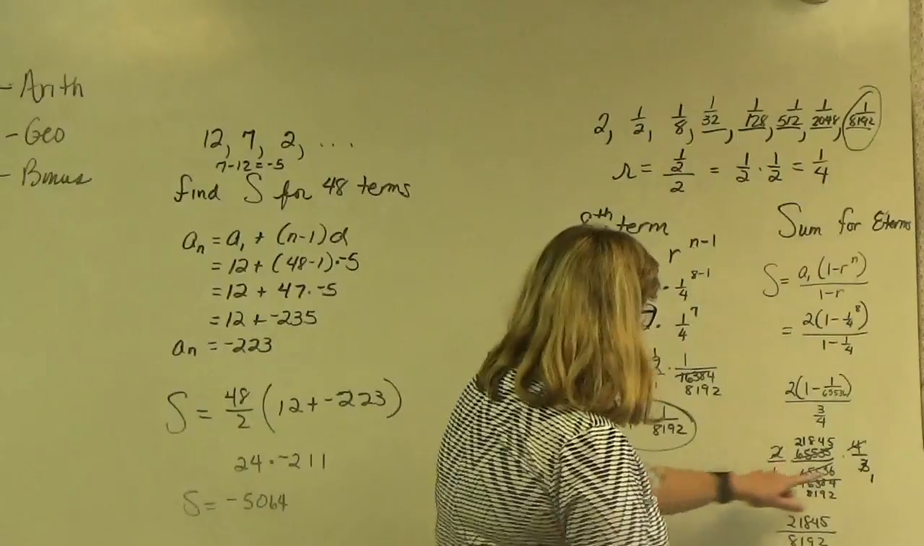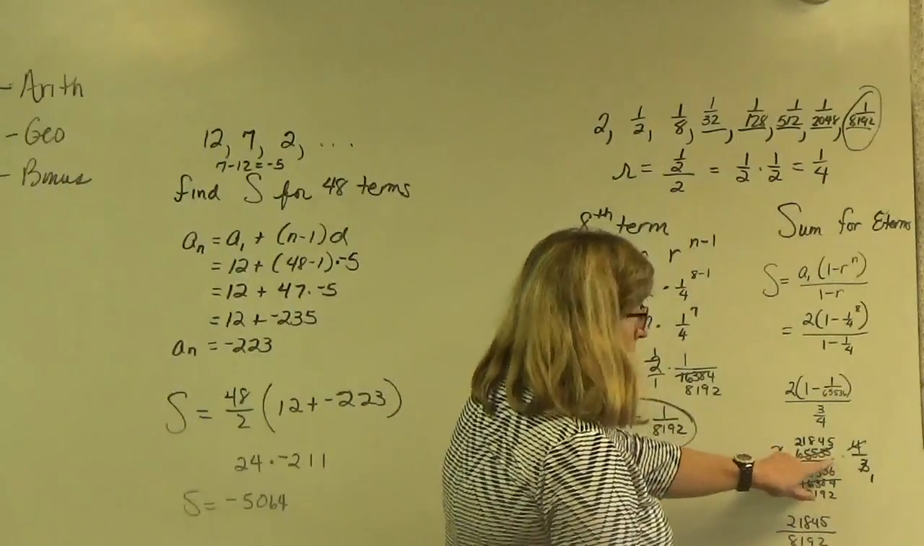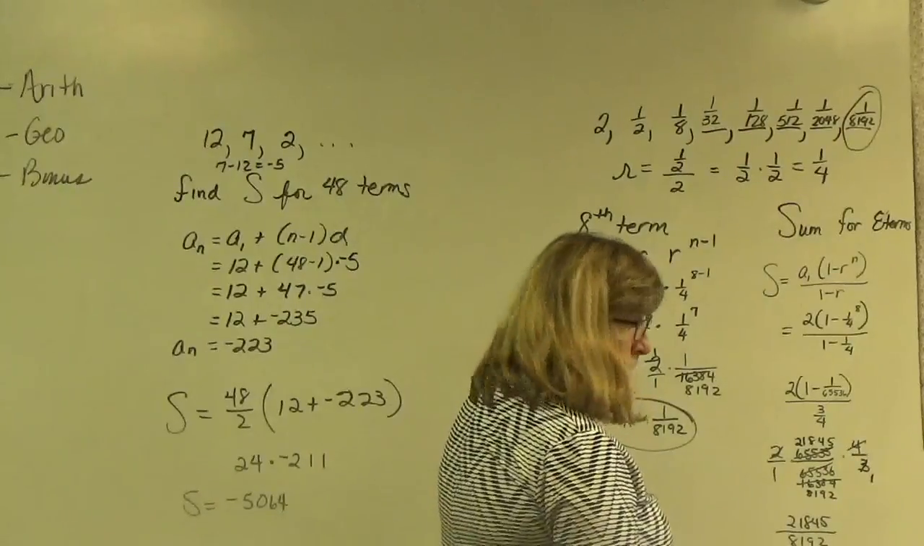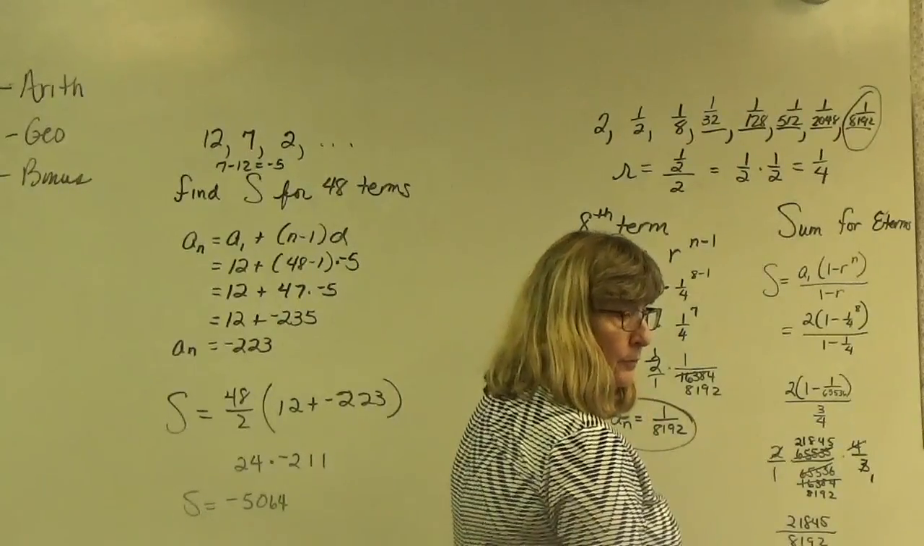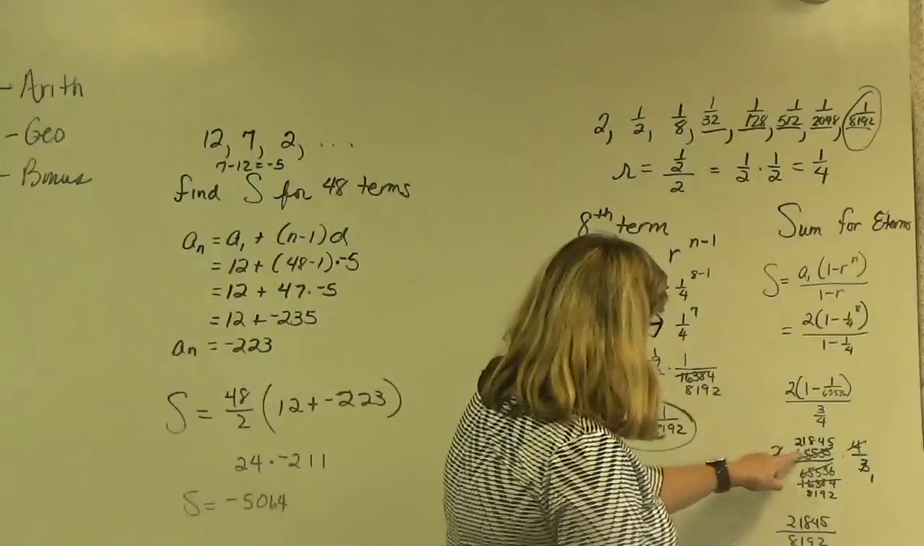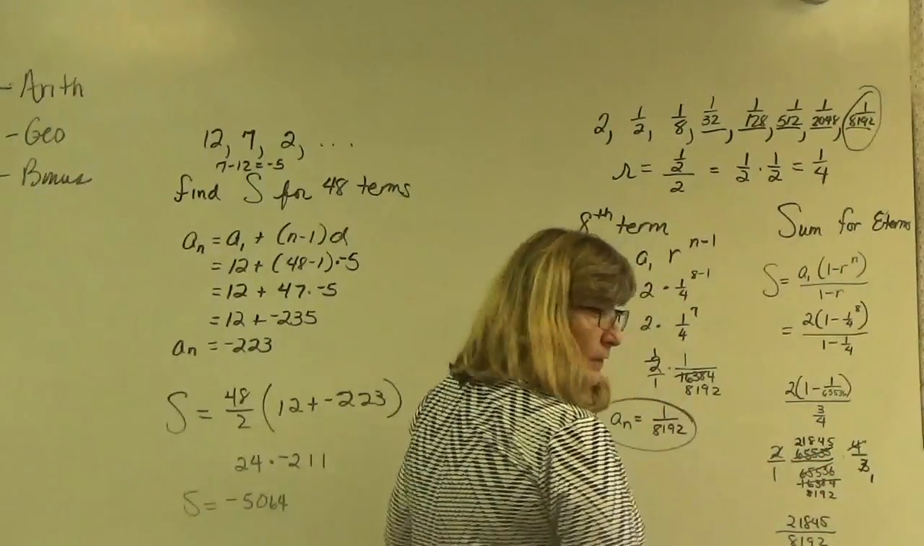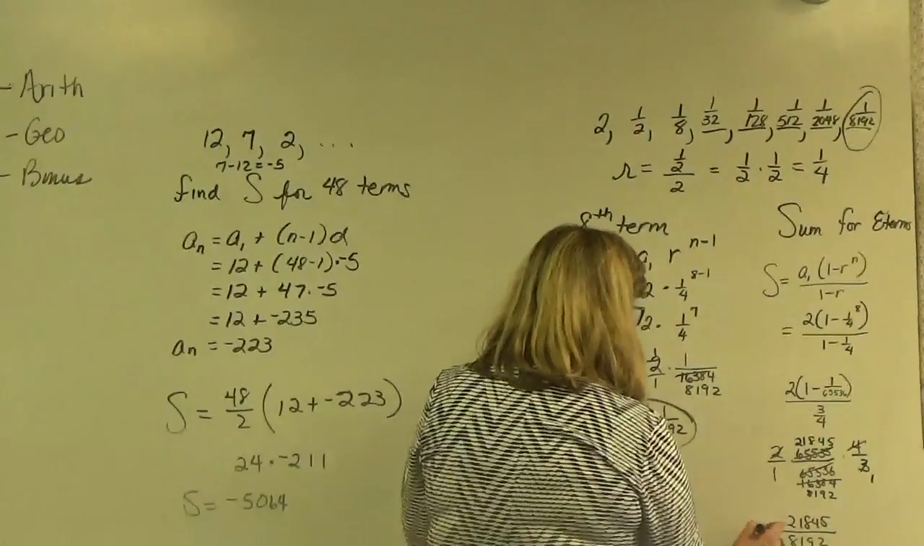Didn't you take 3 into 65535? It's 21845. Okay, and it was 21845? That's what I got. You think it's 11? Take 65535 divided by 3. Okay, so we're okay there? And that would be our sum?